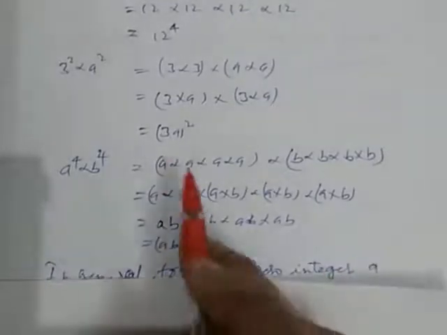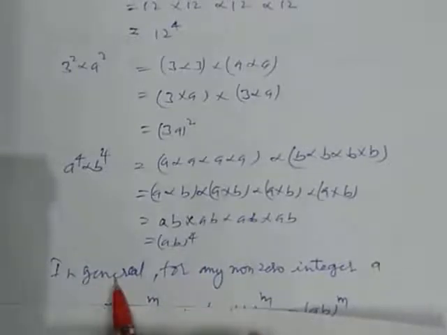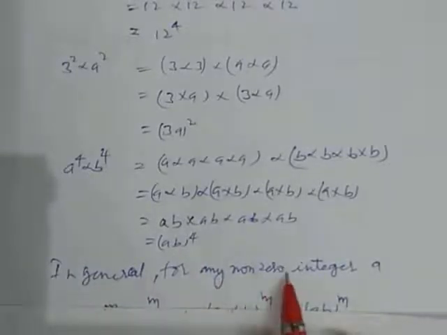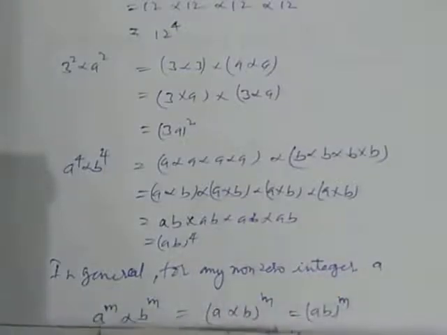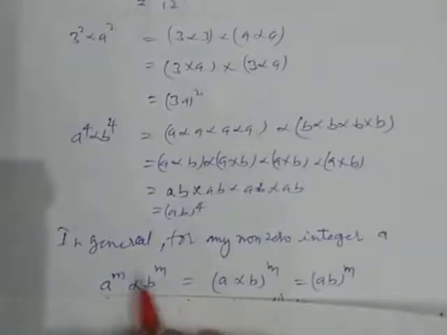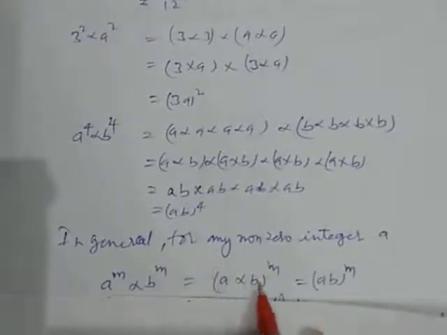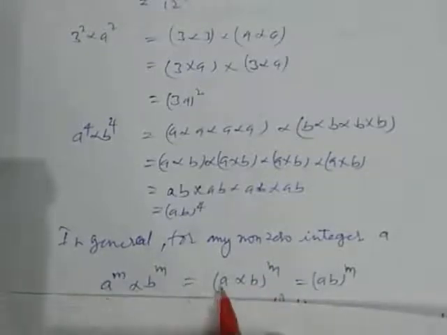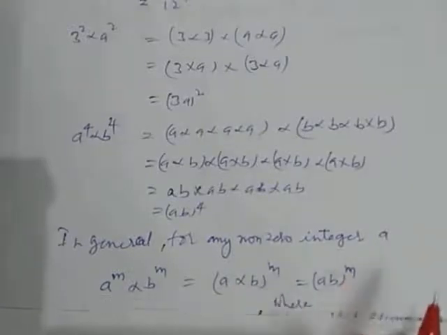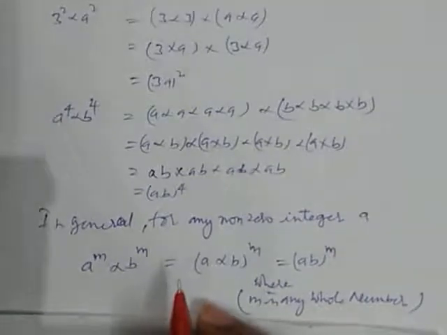So on the basis of these data and the procedure, in general, for any non-zero integer a, we express a raised to the power m into b raised to the power m, where the exponents are the same but the bases are different. We multiply these bases and put the power the same. So this becomes a into b, the whole power m. So this becomes ab power m. So remember this, where m is any whole number. So this way we solve.